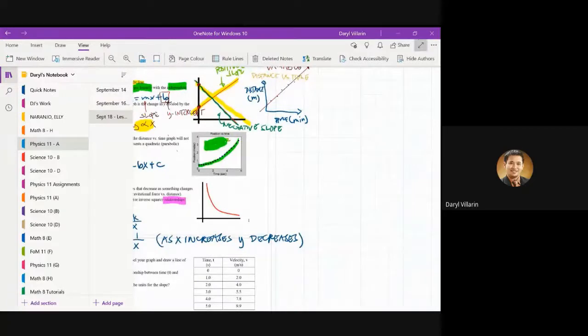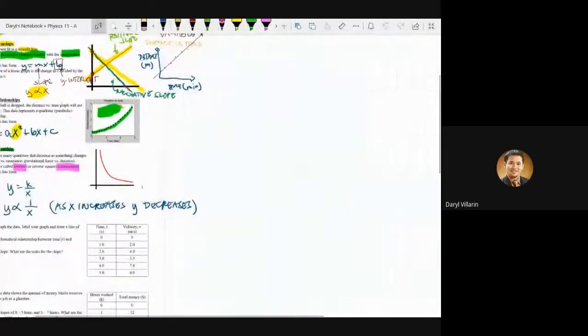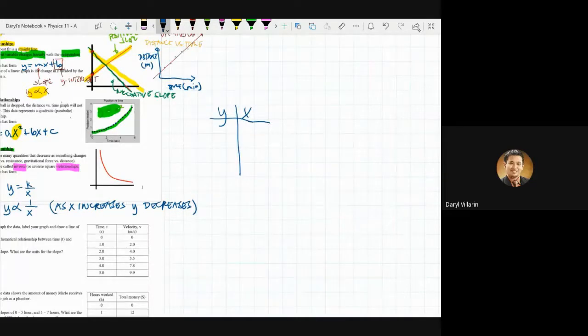So let's say a common, basic one. Let's say y and then x. So let's say 0, 0. This is 1, this is 1. If this is 2, this would be, let's say, 4. If I have 3, this is 9. And then let's say 4, you have 16.